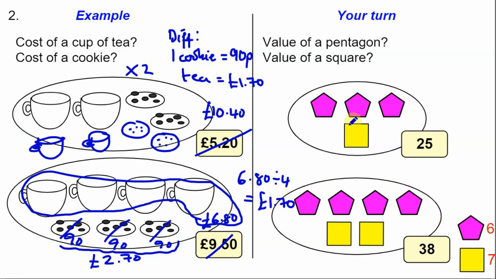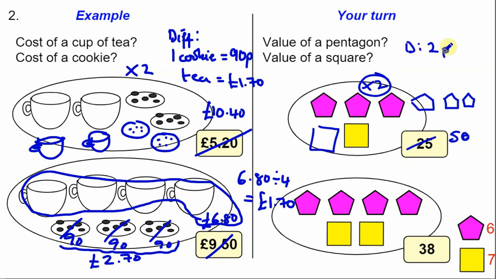So for what I would do for this one is, again, I would times this by 2, because that would get me another square and then 3 more pentagons. And it would change that to 50, wouldn't it? So I know I've got 2 squares in each, so the difference would be 2 pentagons, and the difference would be 12. So a pentagon is 6.